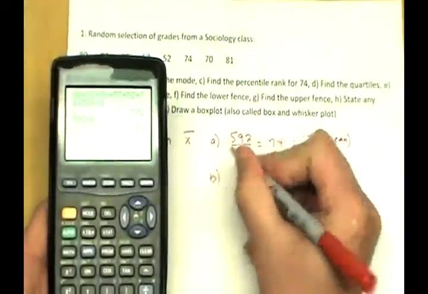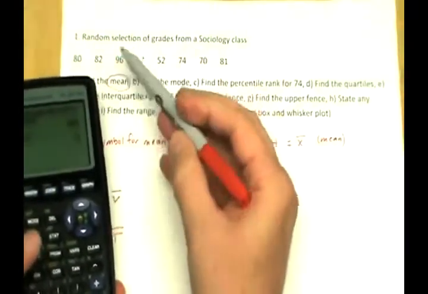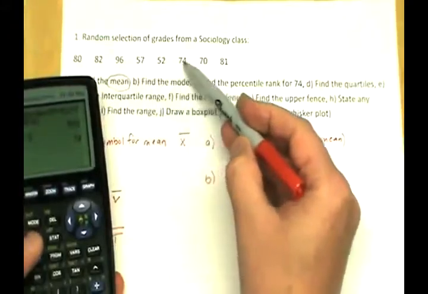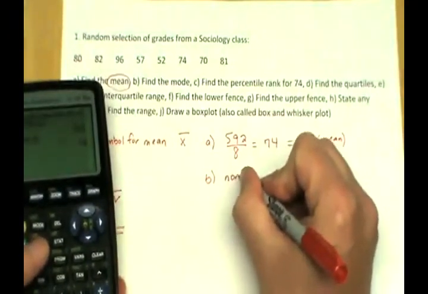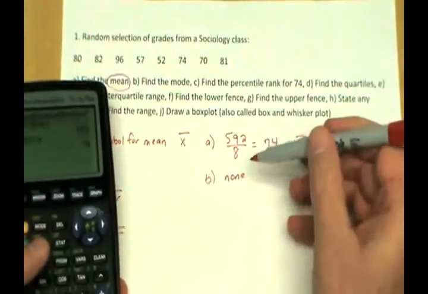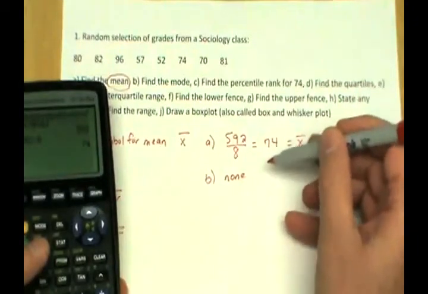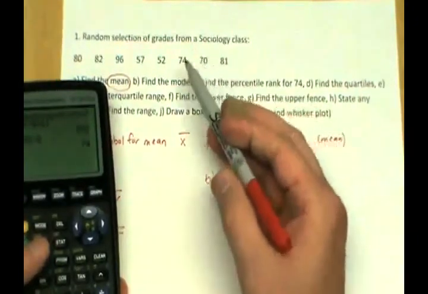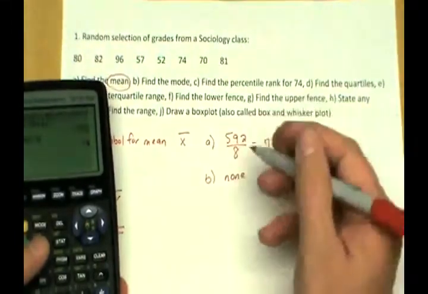Okay. Part B says find the mode. The mode is the most frequently occurring piece of data. So we're looking to see if anything repeats itself, and I don't see anything that repeats itself. So we're going to say none, or no mode, or doesn't exist, or impossible. Don't write the number 0, because if you put the number 0, that's a numeric. That would represent that 0 occurs most often, and that's not the case. So please make sure you put some kind of word association there.